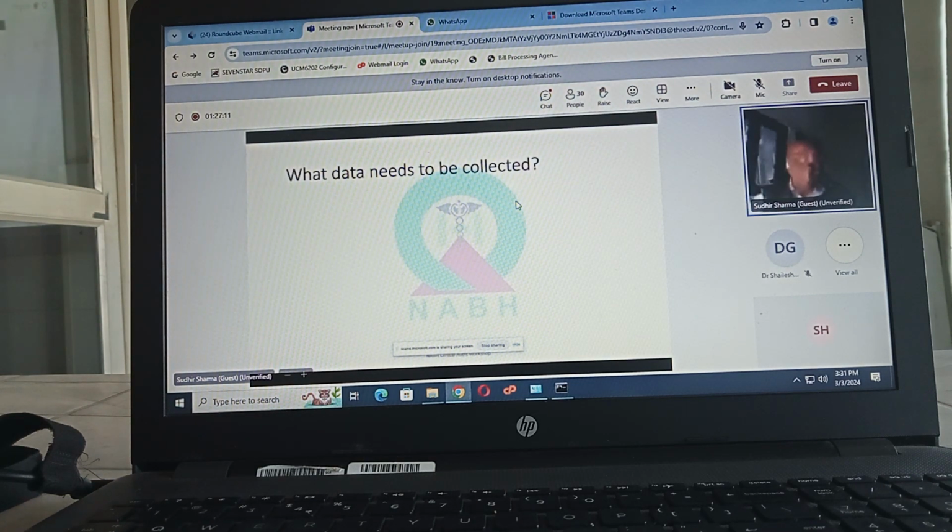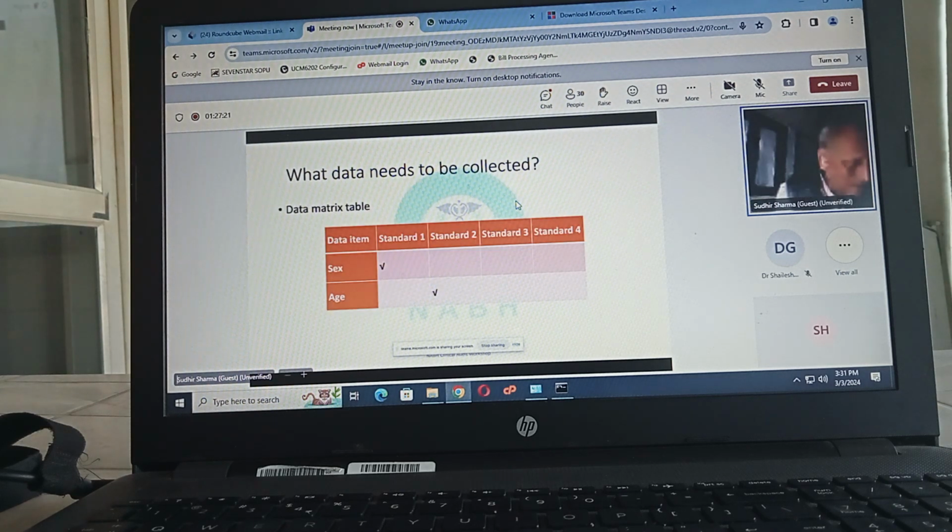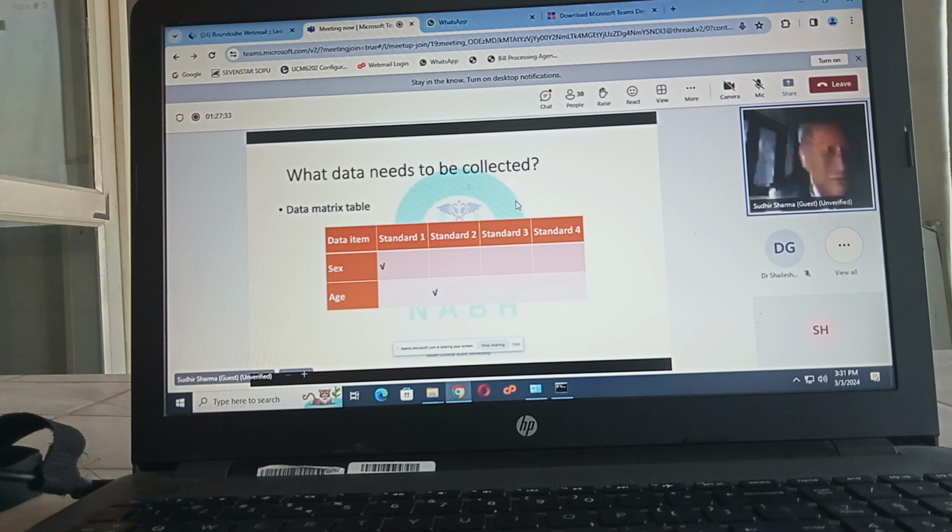Data needs to be collected. This is a good point to address at the outset before you start collecting data. So you draw a chart like this, and you have your data items on one side and these standards on the other axis. If any of the data items does not tick even one of these standards, then you may not collect them.